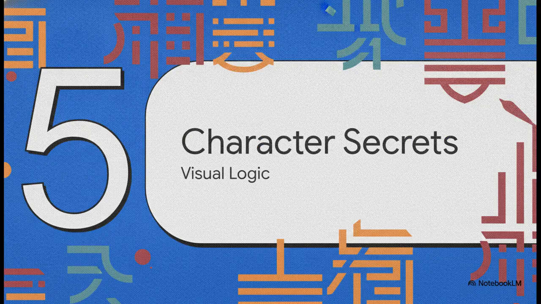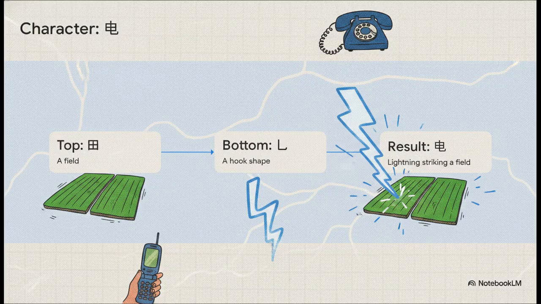Section 5. Character Writing Secrets, Visual Logic. For a quick visual cooldown, let's break apart the actual Chinese characters from our vocabulary lists and look at the beautiful logic behind how they're drawn. Take the character dian, which means electricity. Look at the top part. It's the character for a field, 田. The bottom part is a hook shape. Think of a hook of lightning striking down into a field, and you instantly get the character for electricity.